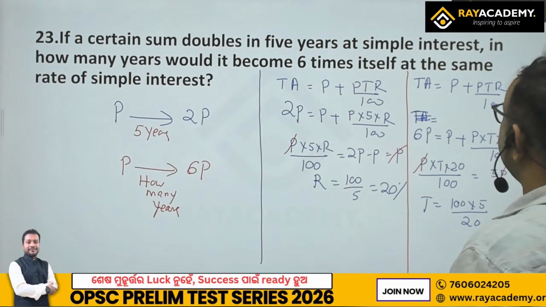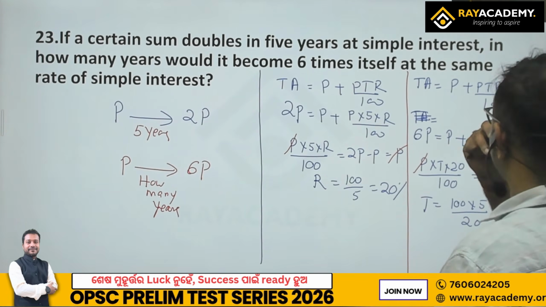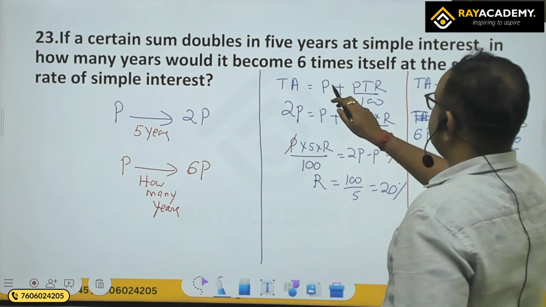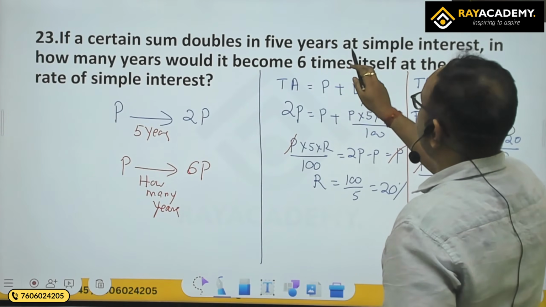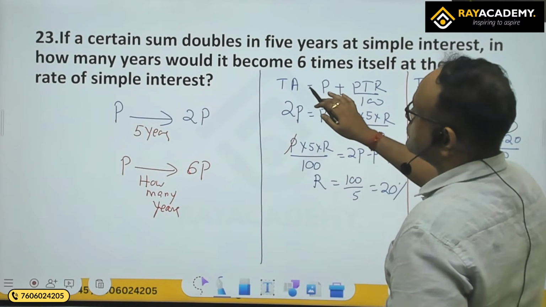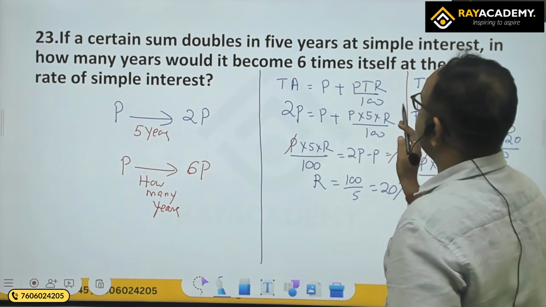I think we have done some mistake. Let me just cross check. Total amount 2P, it was 5 years, 2 times. How many years will it become 6 times?